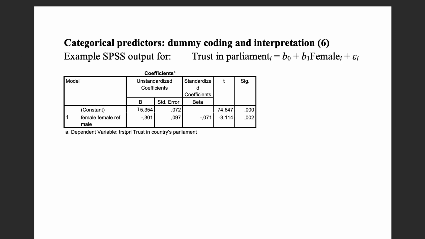So I got a B0 coefficient of 5.354 and a B1 coefficient for the female dummy of minus 0.301. Okay, so how do we interpret this? Well, what is the predicted value? The predicted value, for each case, is equal to the constant, so 5.354 minus 0.301 times the value on the female dummy variable that we created in our data set.